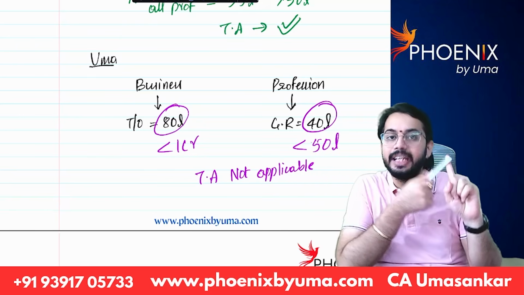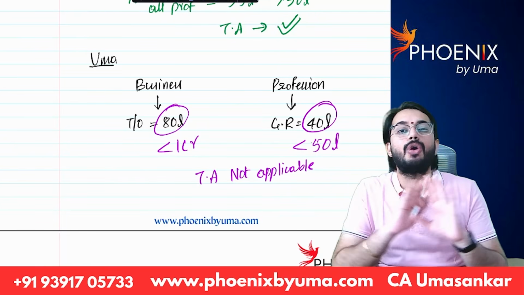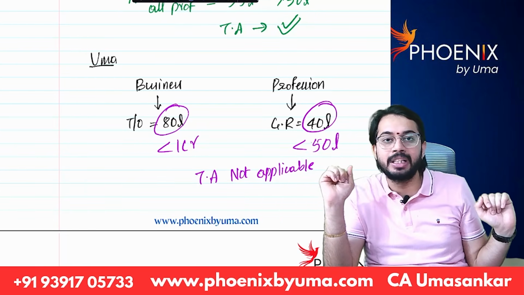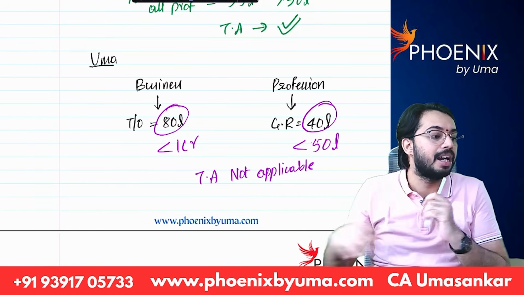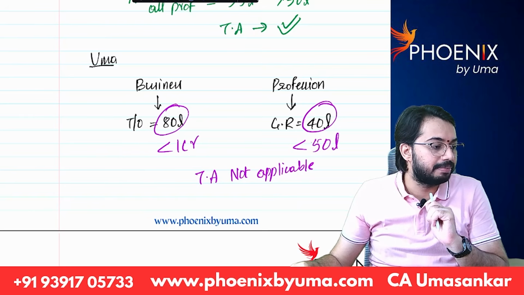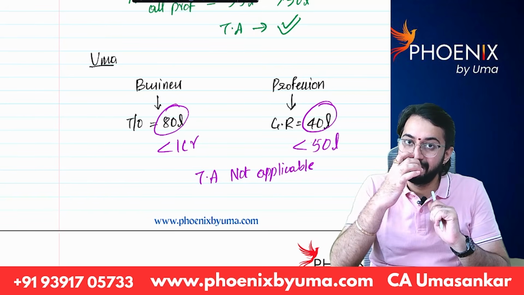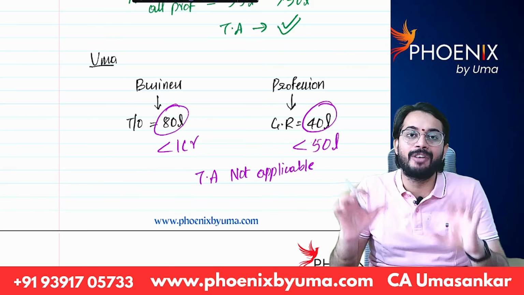So in case of a single person, if he is doing business and also doing profession, don't apply the limits simultaneously. For business, a separate threshold limit of 1 crore is applicable. For profession, separate gross receipts of 50 lakhs are applicable. Are you able to understand? See the depth. Are you able to understand? Because we are going to do questions also at this level of depth.